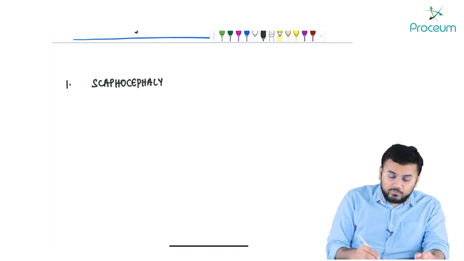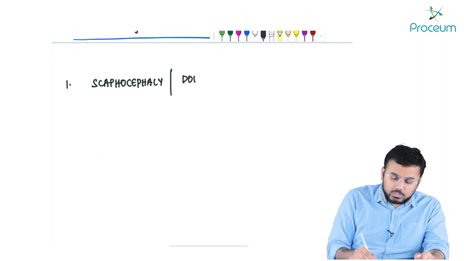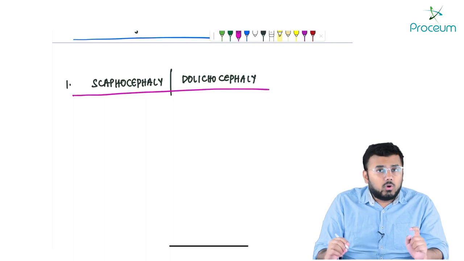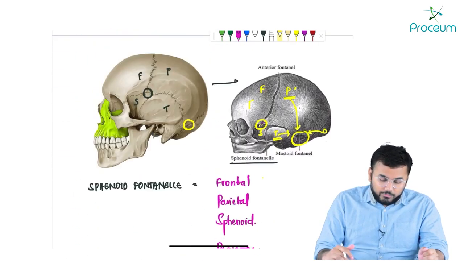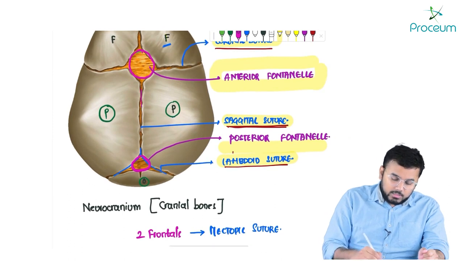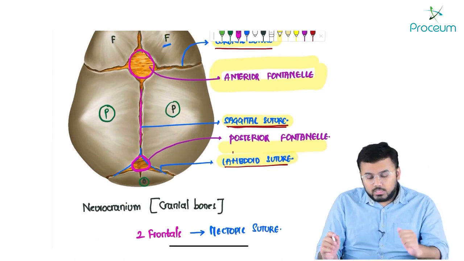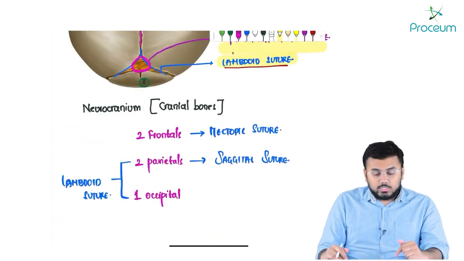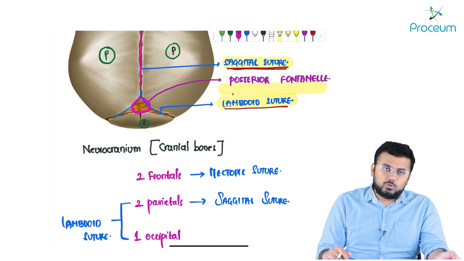Scaphocephaly. The other name for Scaphocephaly is Dolichocephaly. Now what will happen here is that all of you know where the sagittal suture is, guys. See, this middle one is your sagittal suture, right? Now this sagittal suture actually has to close at a certain time. Now this sagittal suture closes prematurely.